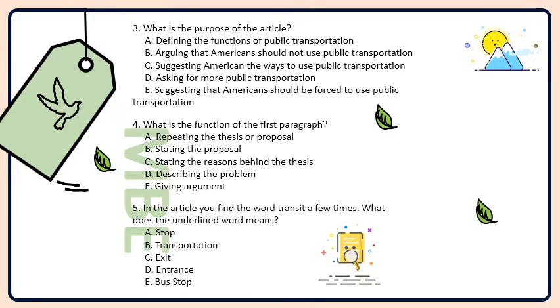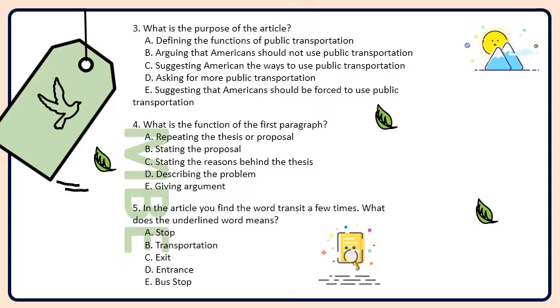3. What is the purpose of the article? A. Defining the function of public transportation. B. Arguing that Americans should not use public transportation. C. Suggesting Americans the ways to use public transportation. D. Asking for more public transportation. E. Suggesting that Americans should be forced to use public transportation.